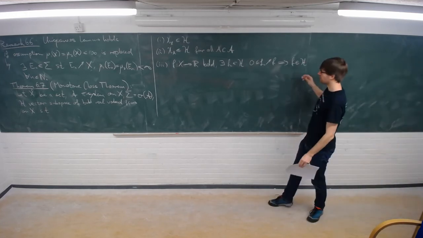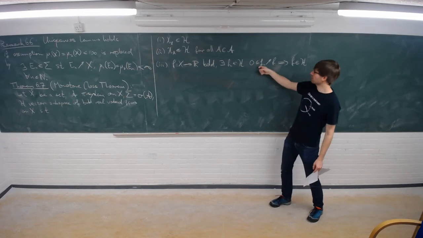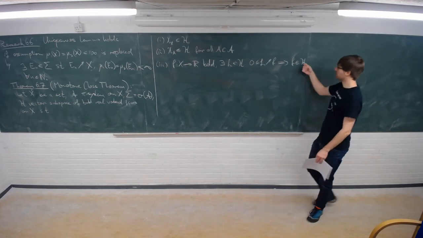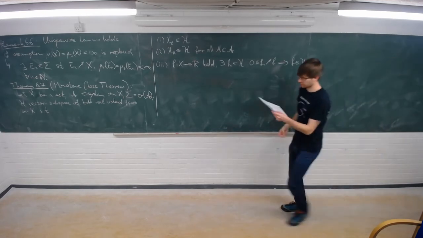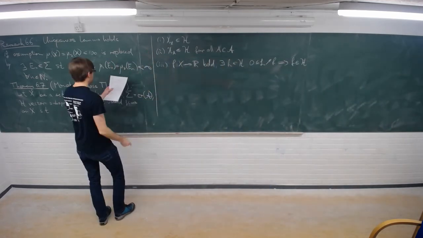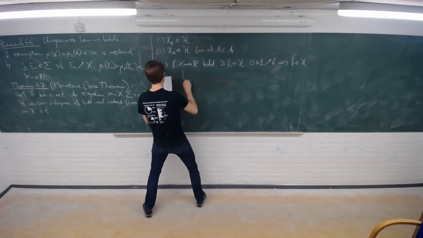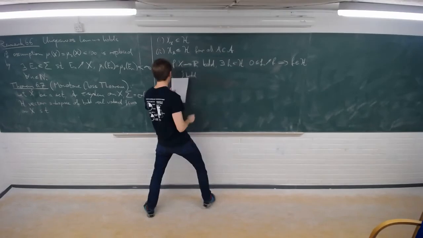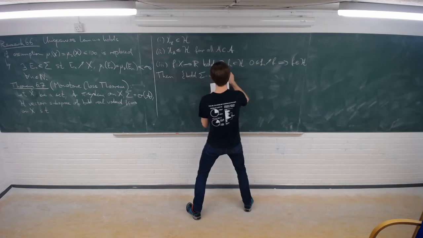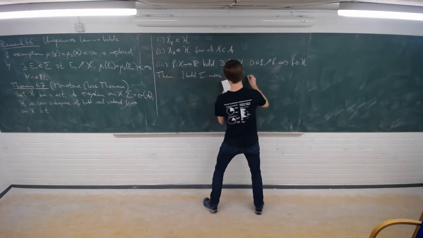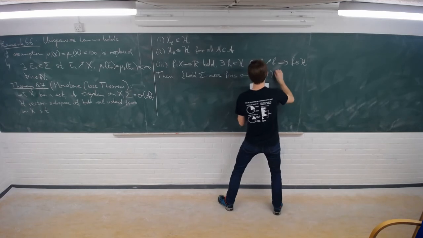So this says that any limit of an increasing non-negative sequence in H is still in H. So some kind of closedness under taking limits of the space H. So these are the three assumptions. And then the statement is that the set of bounded sigma measurable functions on X is contained in H.